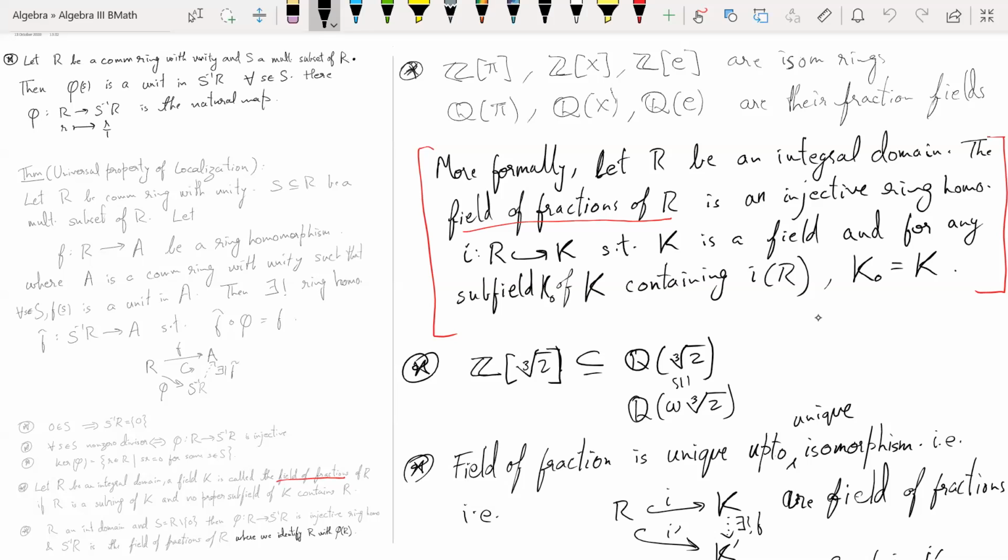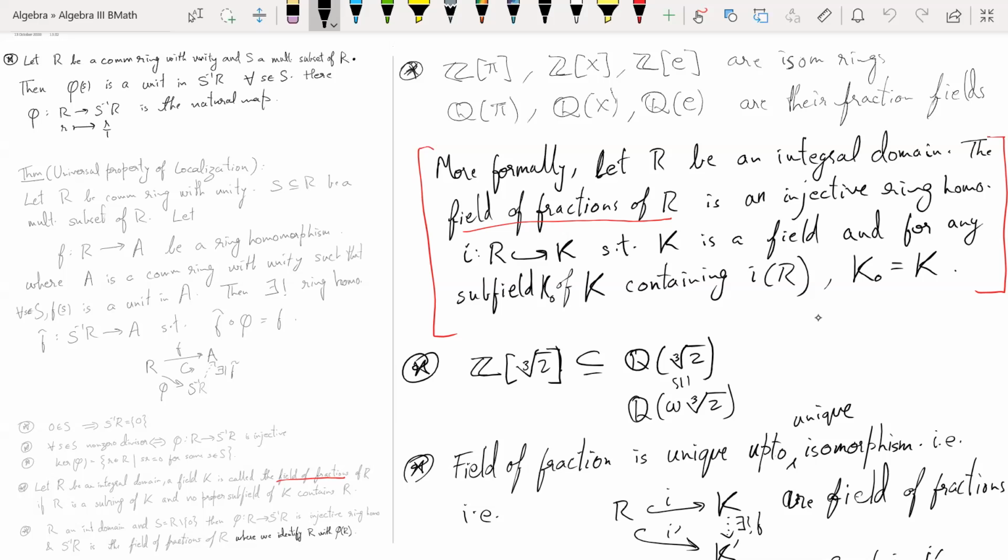But if you want to do it formally in terms of morphism, then whatever I've written after this, not just in brackets but even beyond this, you can sort of ignore. This is just for general knowledge. But you can do this a little more formally. So let R be an integral domain. You can define the field of fractions of R to be an injective ring homomorphism i from R to K.